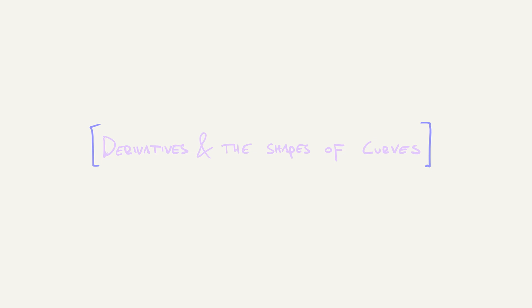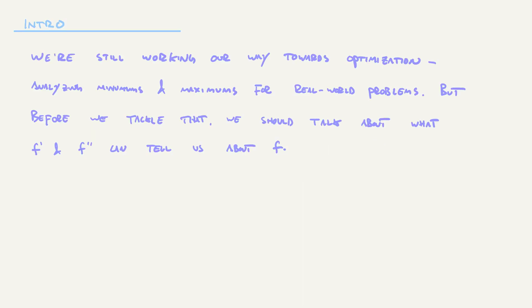Today we're going to be tackling derivatives and the shapes of curves by way of, in some part, the mean value theorem, which gives birth to the derivative tests. We're still working our way towards this other application that we're trying to get to, which is optimization, right? We've done related rates. We want to get to optimization, which is analyzing minimums and maximums for real-world problems. But before we're able to do that, we should talk about what f prime and f double prime can tell us about the original function f.